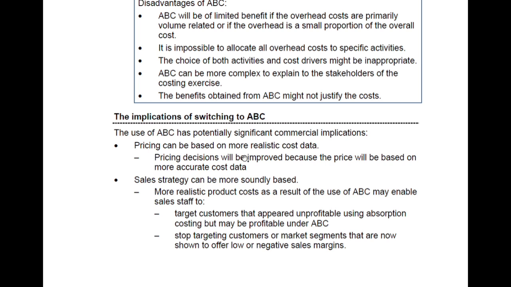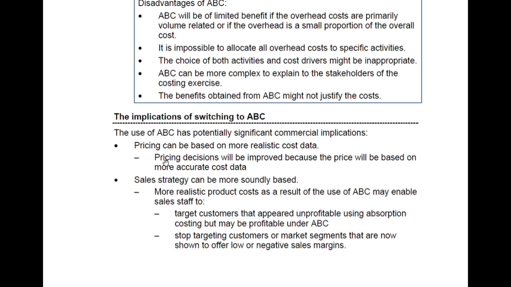The implications of switching to ABC. The use of ABC has potentially significant commercial implications. So in a case study, most likely it is to be asked what will happen, or can we implement ABC or not. There you can specify what could happen if we switch to ABC.